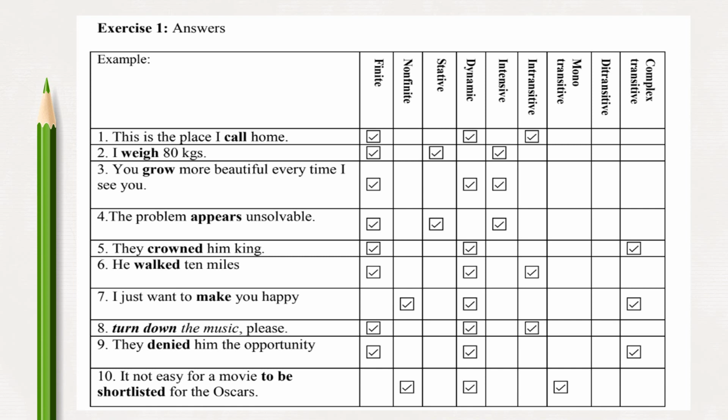Make is also dynamic verb and it's complex transitive verb. Turn down is finite, dynamic, and intransitive verb. Denied is finite, dynamic, and complex transitive verb. And to be shortlisted, here we have infinitive, non-finite verb. It's also dynamic verb and monotransitive.